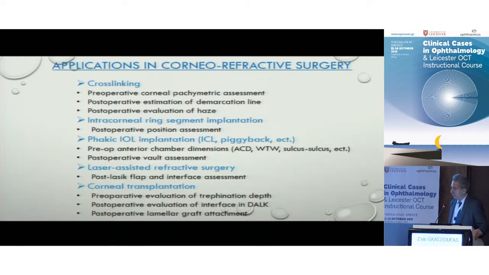Now, from the surgical point of view, cross-linking is an interesting area for anterior segment OCT application. Refractive procedures such as ring implantation or phakic IOL implantation, and laser-assisted refractive surgery also take advantage of these imaging techniques. And of course, our strategy regarding corneal transplantation is basically influenced and determined by the results of the anterior segment OCT technique.